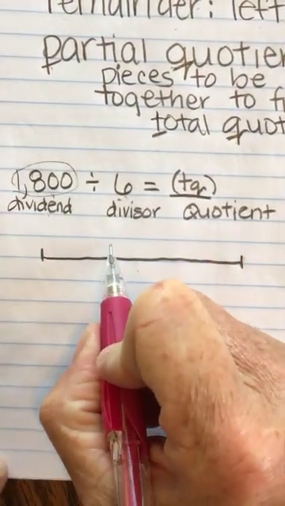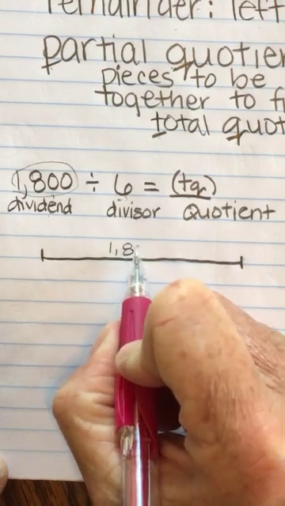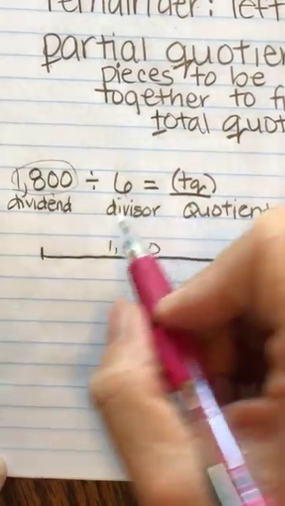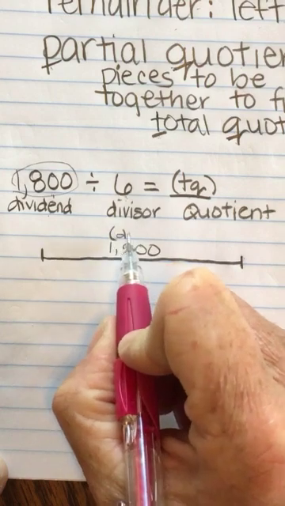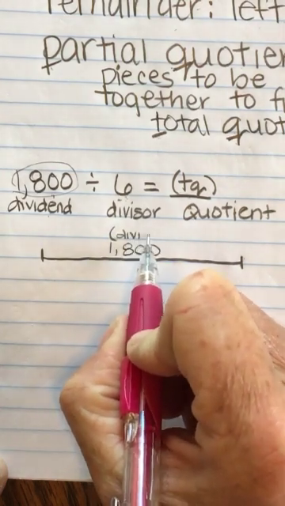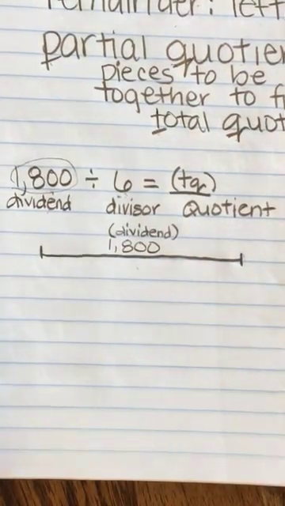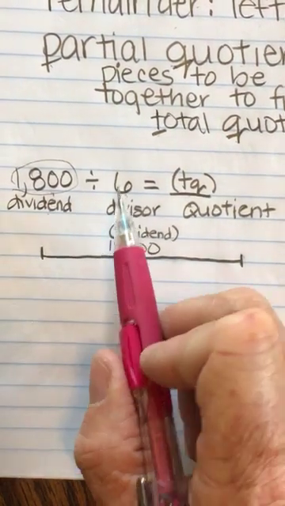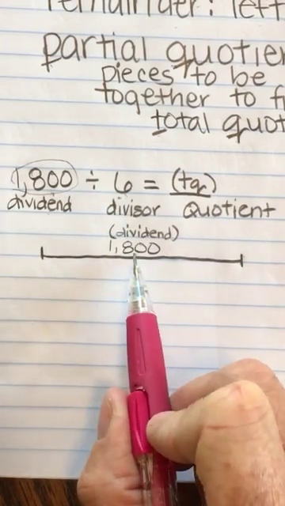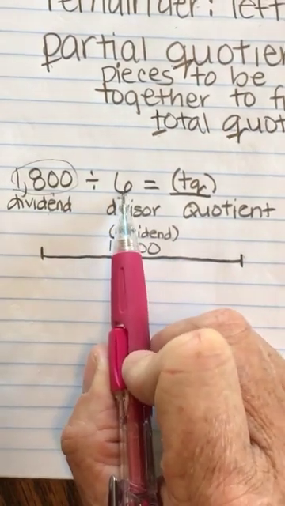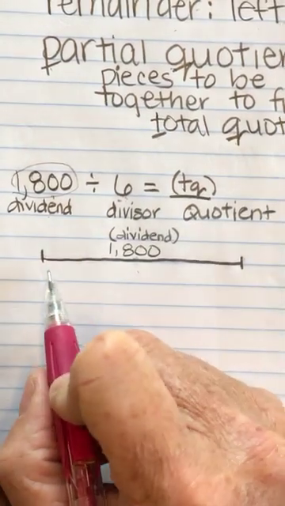So our dividend goes up here. So we have 1,800. And please label that dividend with parentheses so you remember. You're going to have to do this on your own, so I want you to have notes that are really, really good. Now we have to break this 1,800 up into 6 pieces, 6 equal pieces.